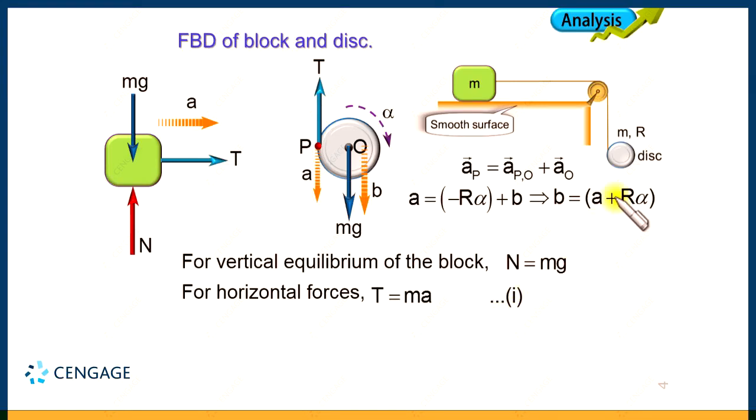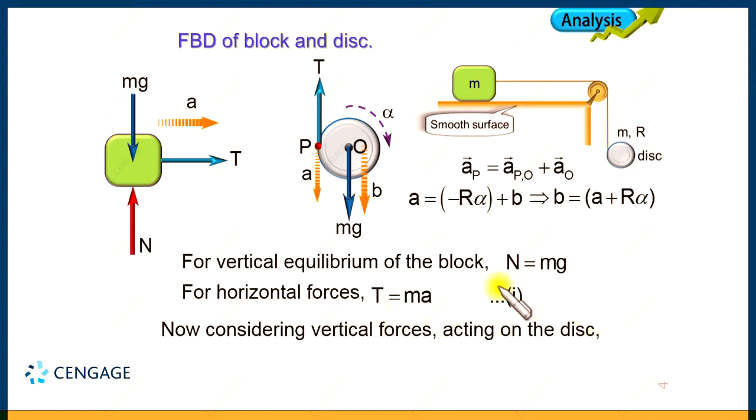Okay. Now let us consider the vertical motion of the disk, right? Vertical forces acting on the disk are mg in the downward direction and T in the upward direction, but we know the center of the disk is moving in the downward direction with the acceleration b. That means we can write the net force acting on the disk equal to mg minus T, right? This should be equal to the mass of the disk multiplied by the acceleration of the center of the disk, that is b. So mg minus T equal to mb, right?